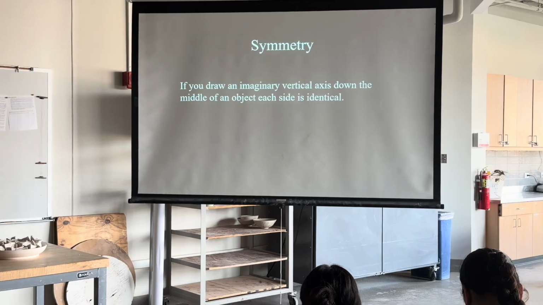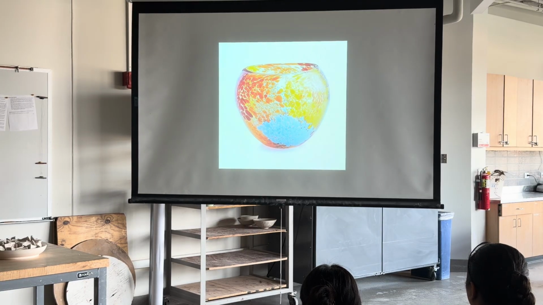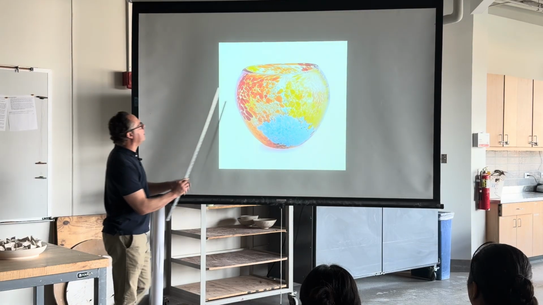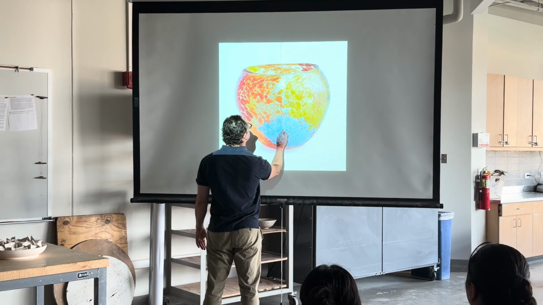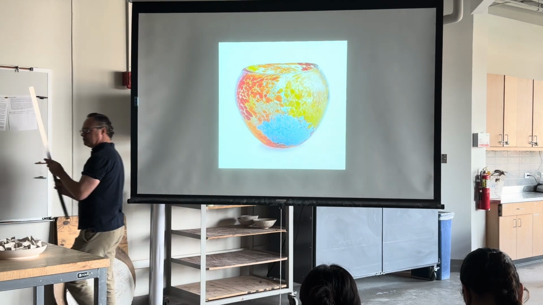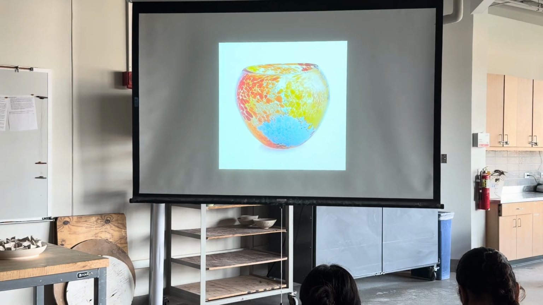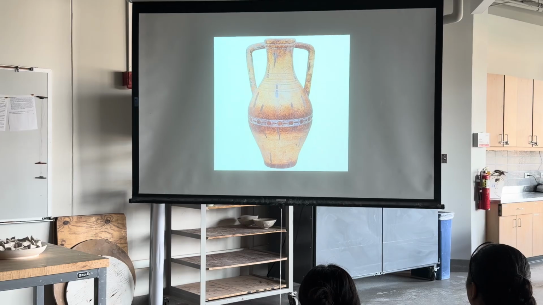So let's show a few examples of symmetry. If we look at this, although the color pattern is slightly different, if I do draw an imaginary line in the middle of this, it is identical, right? It's kind of the same shape. Look at that. If I draw a line right in the middle of this guy, right down the center, it's identical. Look at the handle, right?